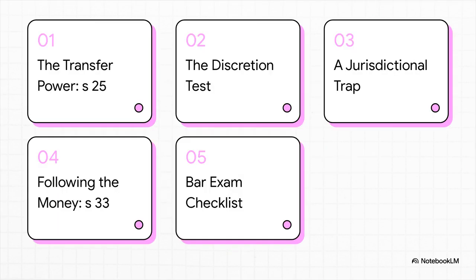So here's how we're going to break it down. We'll look at the transfer power itself, then the key discretion test you need to know from the Tickner case. After that, a jurisdictional trap you have to avoid, then the rules on costs, and we'll wrap it all up with a practical checklist for your bar exam.